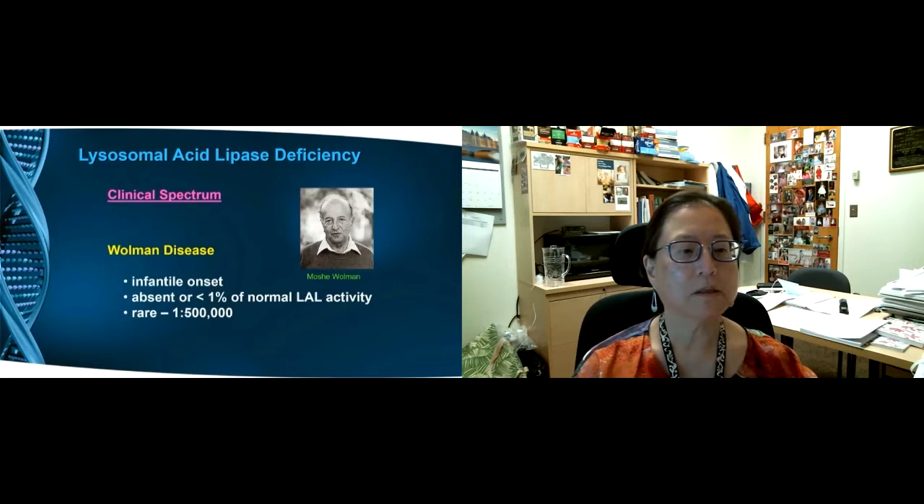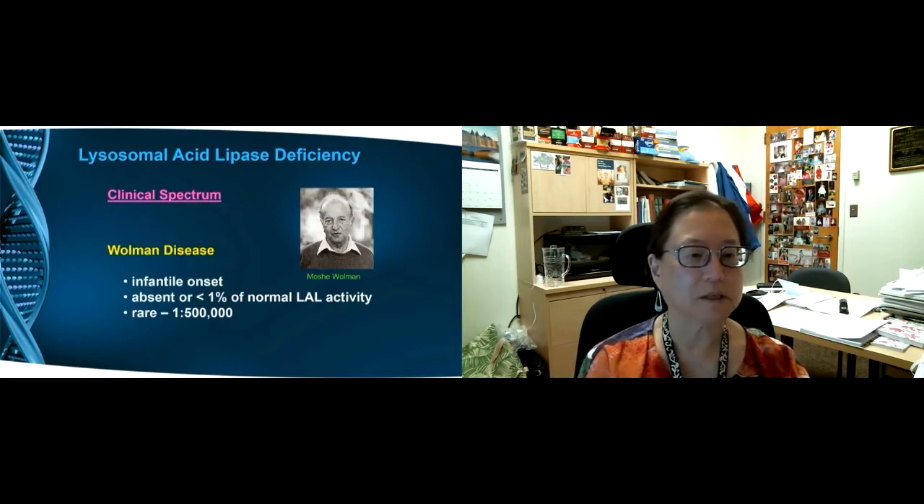So there is a clinical spectrum of disease with lysosomal acid lipase deficiency. Moishe Wolman, back in the 1950s, first described what is now known as Wolman disease. And this is really the infantile onset of lysosomal acid lipase deficiency, where you usually have absent or less than 1% of normal activity. This presentation is rare, about 1 in 500,000.